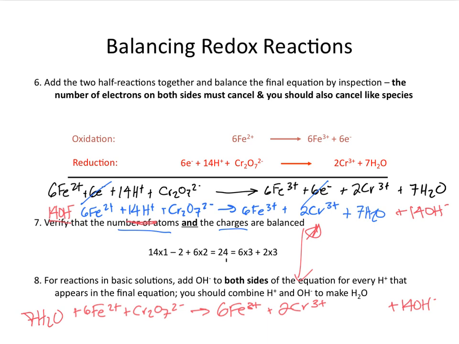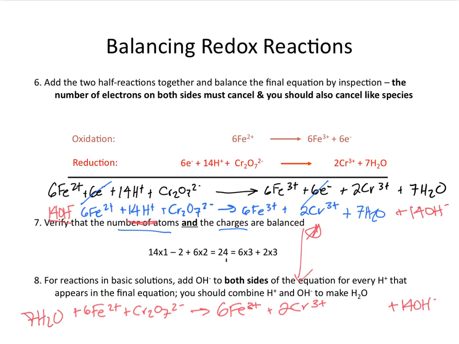So I have 14 hydrogens here, 14 hydrogens here. I have 7 and 7 oxygens, so that's 14 oxygens, and I have 14 oxygens here. 6 irons, 6 irons. 2 chromiums, 2 chromiums. And then of course I'm going to check my charges, just like I did in the last slide.